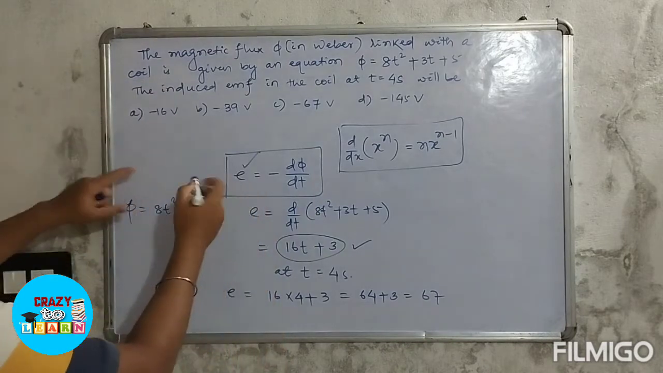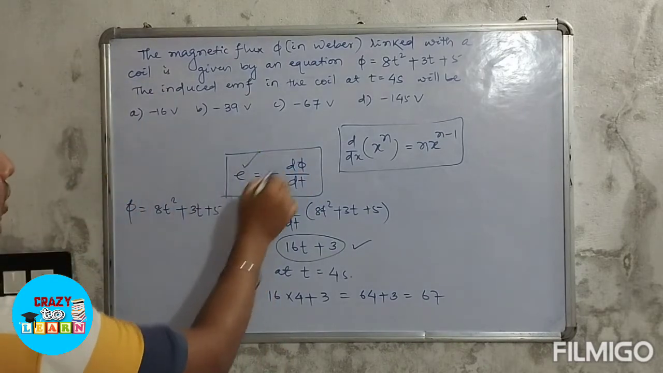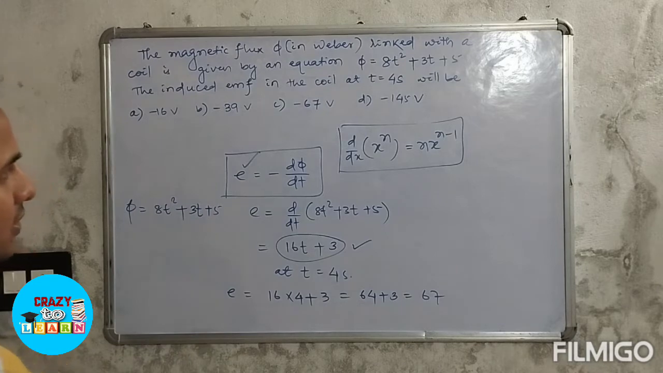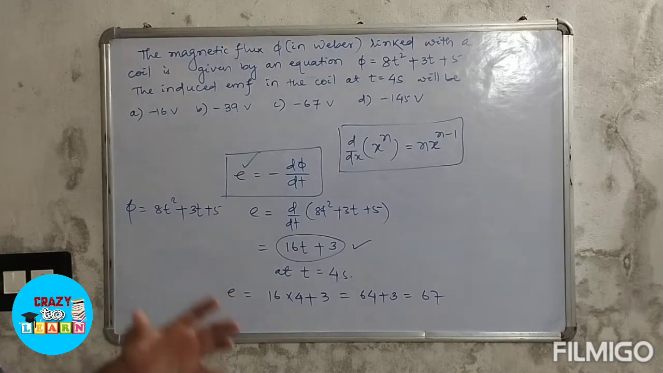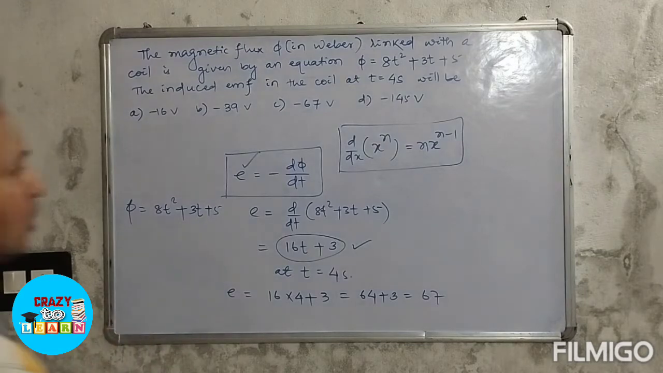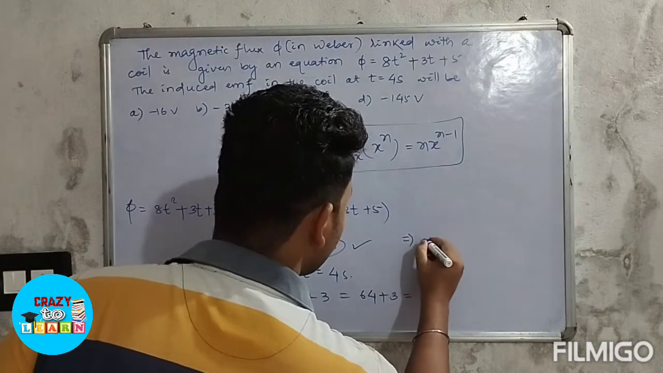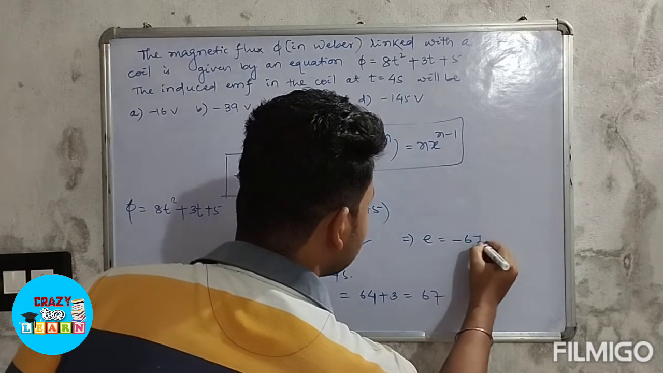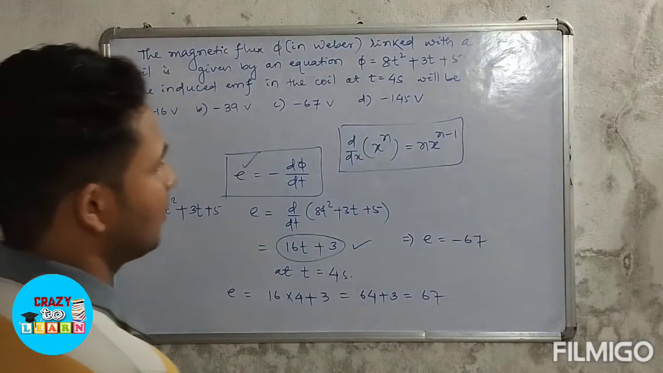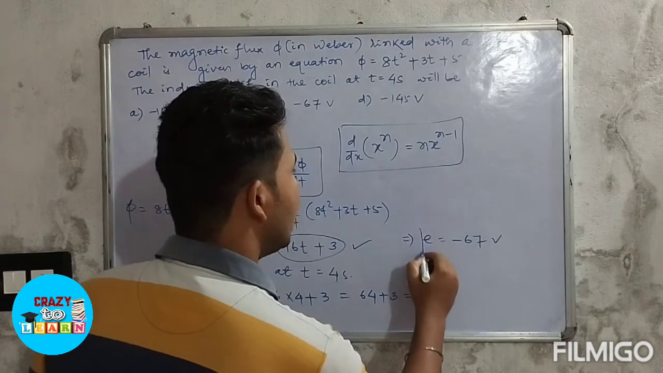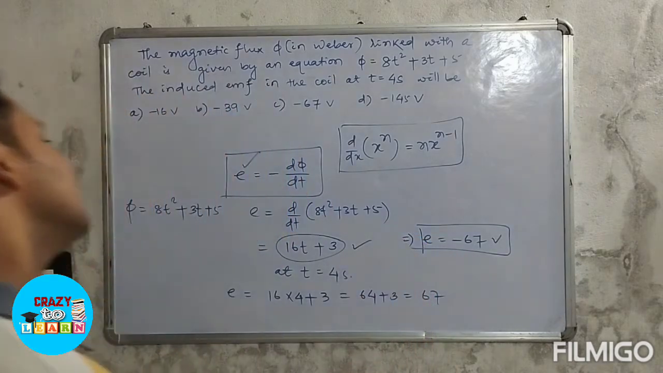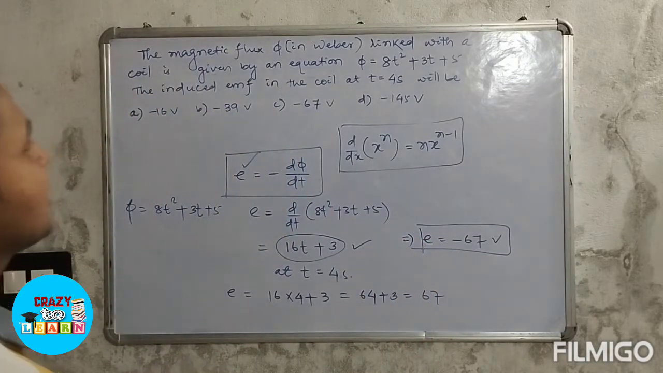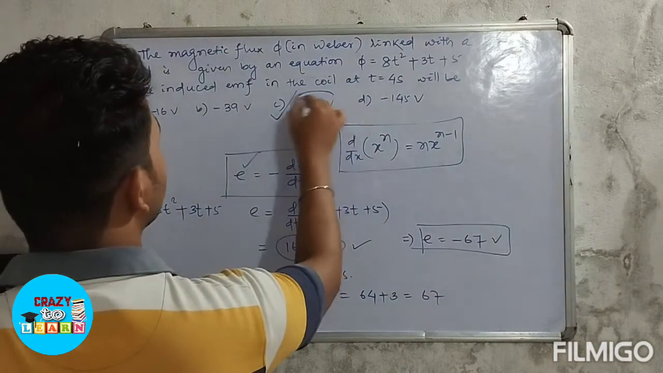And from the very beginning, I mentioned E is equal to minus d phi by dt. The negative sign indicates that the induced EMF, which is produced due to the change in magnetic flux, always opposes the change of magnetic flux. So we will add a negative sign here. So E is equal to minus 67. And what is the unit of EMF? Induced EMF is volt. So induced EMF is minus 67 volt. Option C is the correct answer.